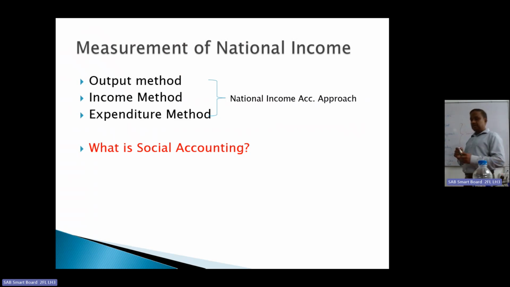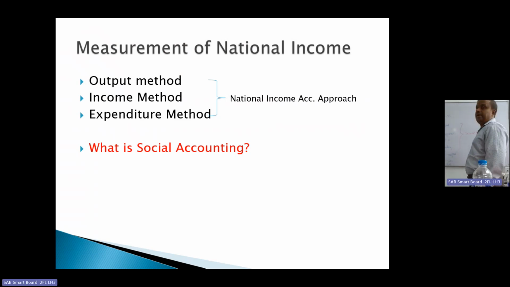That is called social accounting. So this input-output, funds, financial output. Here we use the national accounting approach. So we measure the output. This is the national account.